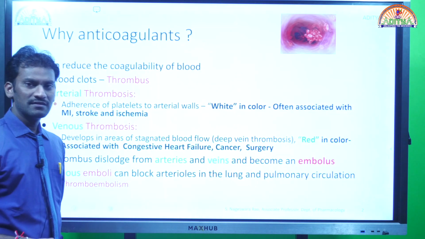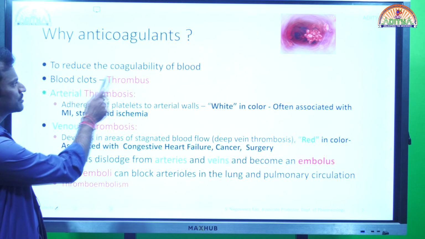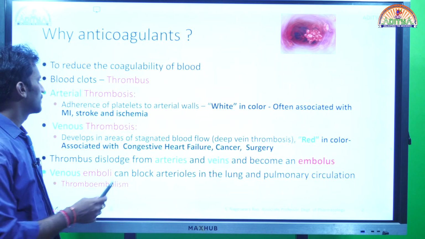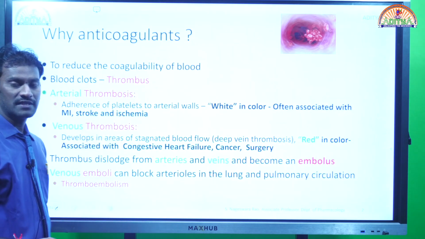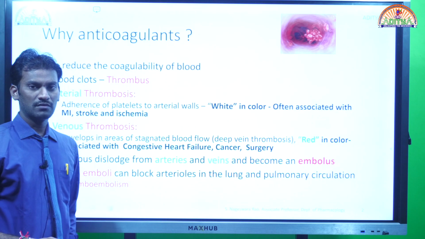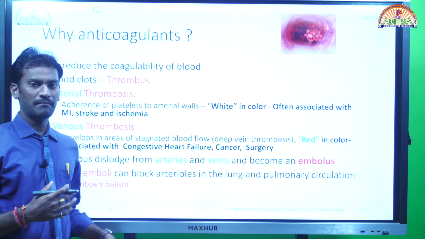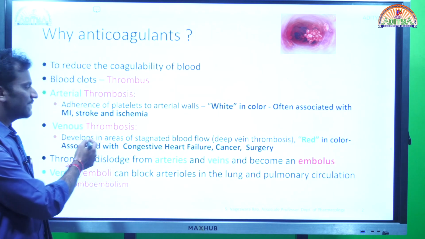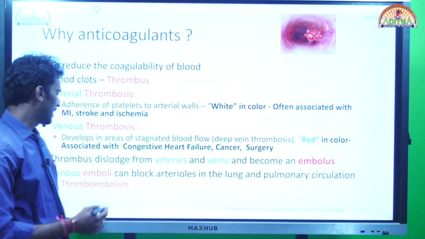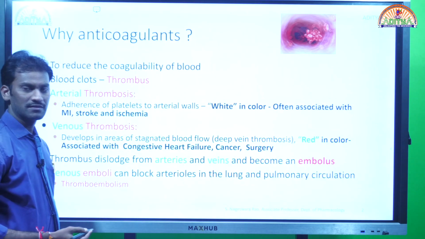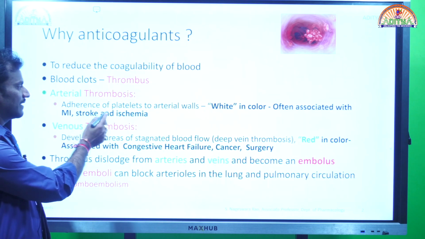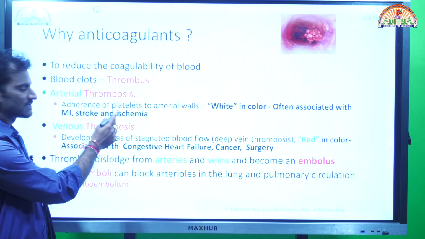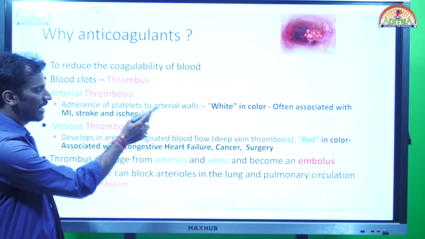Why are anticoagulants useful? To reduce the coagulability of the blood, to reduce the clotting of the blood. Blood clots are also known as a thrombus. When the blood inside the vessel is clotted, it is known as a thrombus. It is of two types, arterial thrombus and venous thrombus. Arterial thrombus is defined as the stickiness, adherence of platelets to the arterial walls.